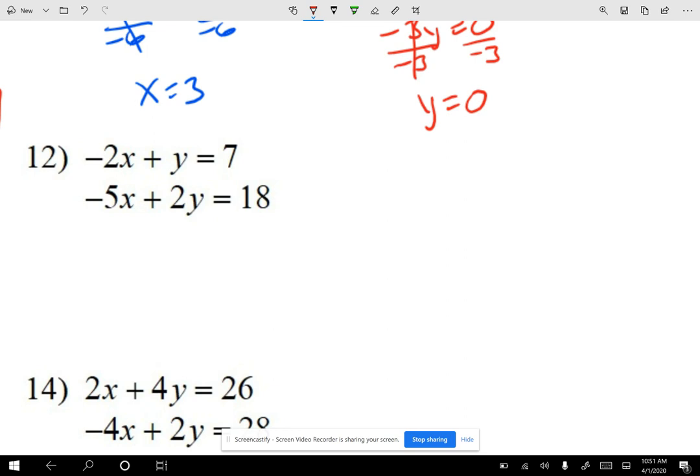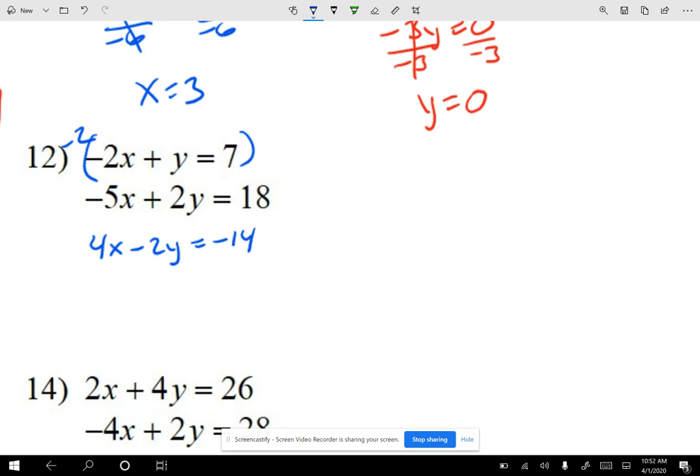Now, what if I want to cancel out the y's? I'm looking at the y's and I said, well, this is 1, this is 2. I think it's easy to cancel out the y's if I multiply this first one by a negative 2, because then my y is going to become negative 2y, which will cancel with the other y. So going back to the first equation, I multiplied everything by negative 2. So I have 4x minus 2y is equal to negative 14.